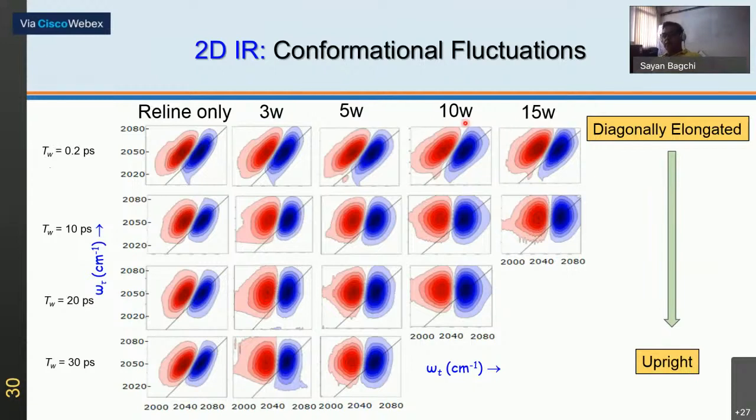At 20 picoseconds, it becomes more or less vertical or upright. In 15 water, that means we add more water, the dynamics is faster. In 10 picoseconds, it becomes faster. So in other words, as we monitor these diagonally elongated peaks to upright and how fast they become upright, we can figure out that as we add water, as expected, the dynamics become faster.